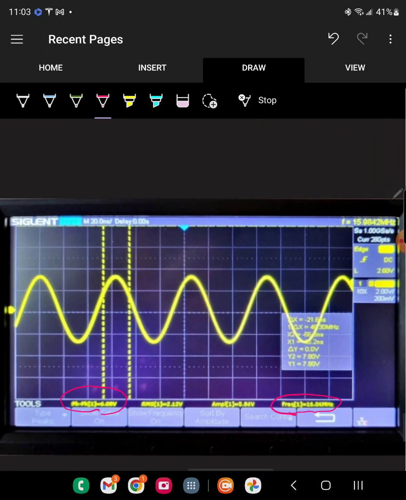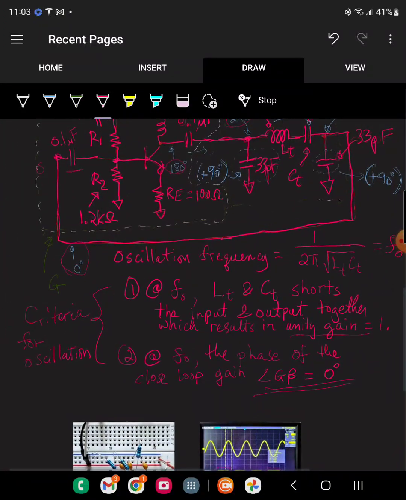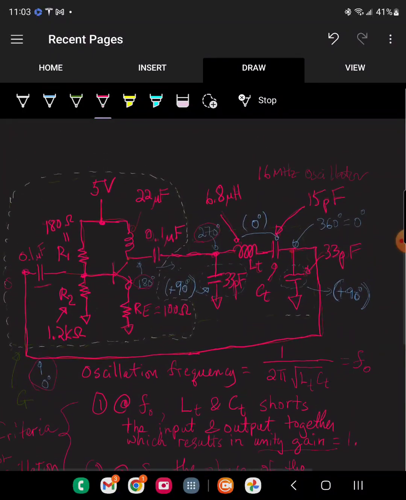That's it. Just wanted to show you guys how an oscillator works, and thanks for watching.